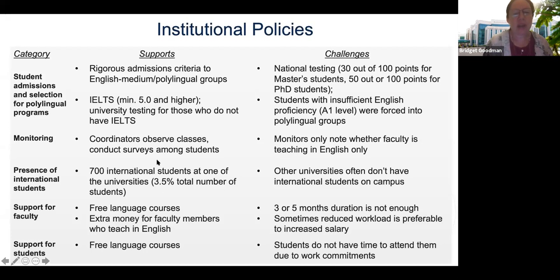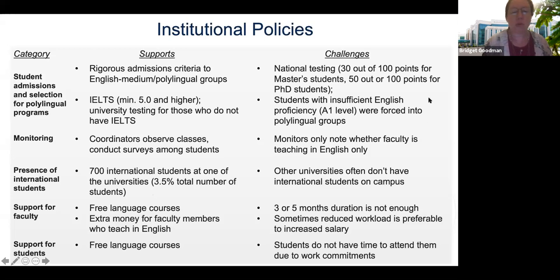In terms of international students, again, most of the universities are trying to get international students on campus. One seems to have succeeded. They have 700 students at the moment. Other universities don't have that, but they're working on it.